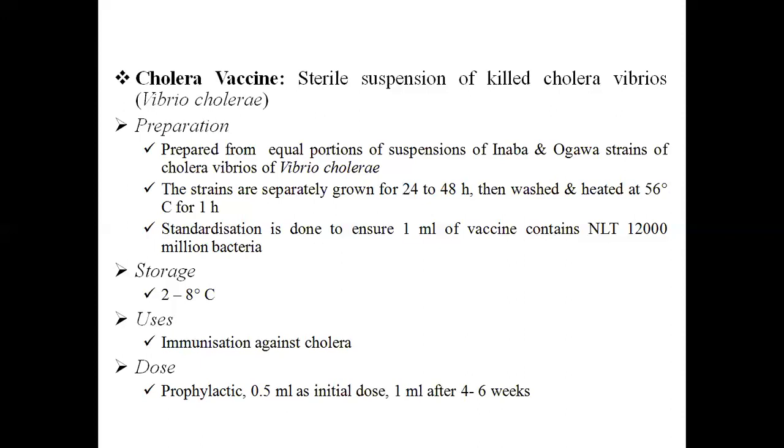As for uses, immunization against cholera has limited use, as it has only about 50% effectiveness for a period of 3 to 6 months, and the vaccine does not prevent transmission of the disease. The vaccine is used as a prophylactic, and the initial dose is 0.5 ml followed by a second dose of 1 ml after an interval of 4 to 6 weeks.